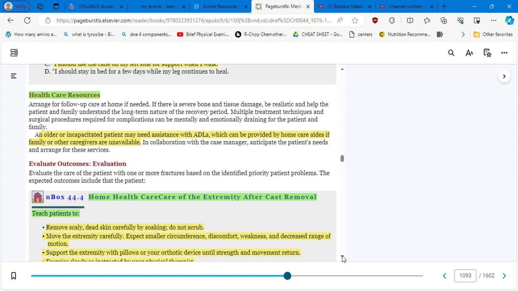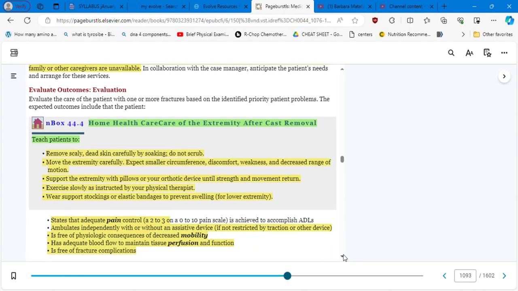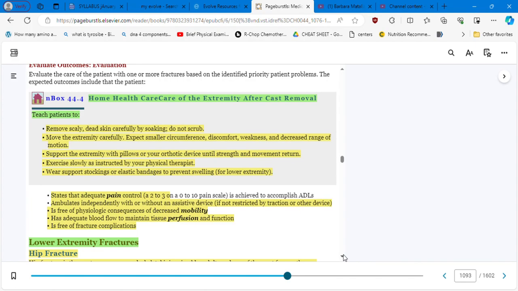Okay, healthcare resources. An older or incapacitated patient may need assistance with ADL, which can be provided by home care aides if family or other caregivers are unavailable. And you also can provide some websites with information. How you evaluate the outcomes. So you need to make a list with the priority for the patient. And here is a box, home health care for the extremity after cast removal.